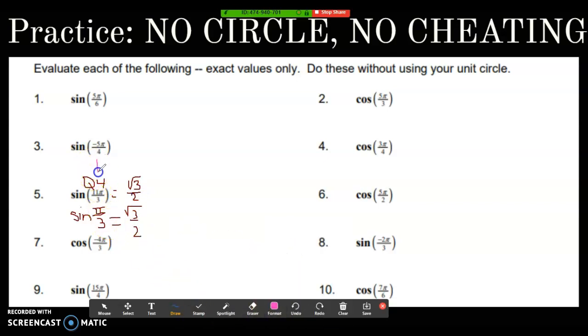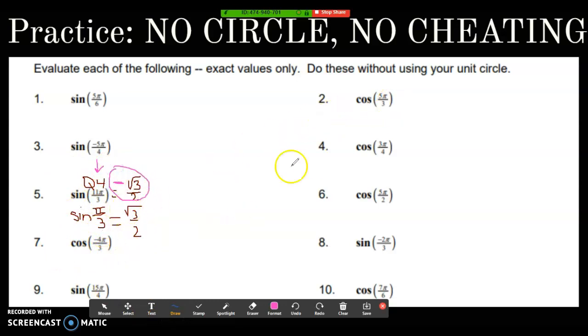And I have to think about what happens to the sine values in quadrant 4. Well, we know in quadrant 4 the signs are negative. The only thing that's positive in quadrant 4 is cosine. So that means that this sine value will be negative. It'll be radical 3 over 2, but it is going to be negative. Okay? And that is the answer.